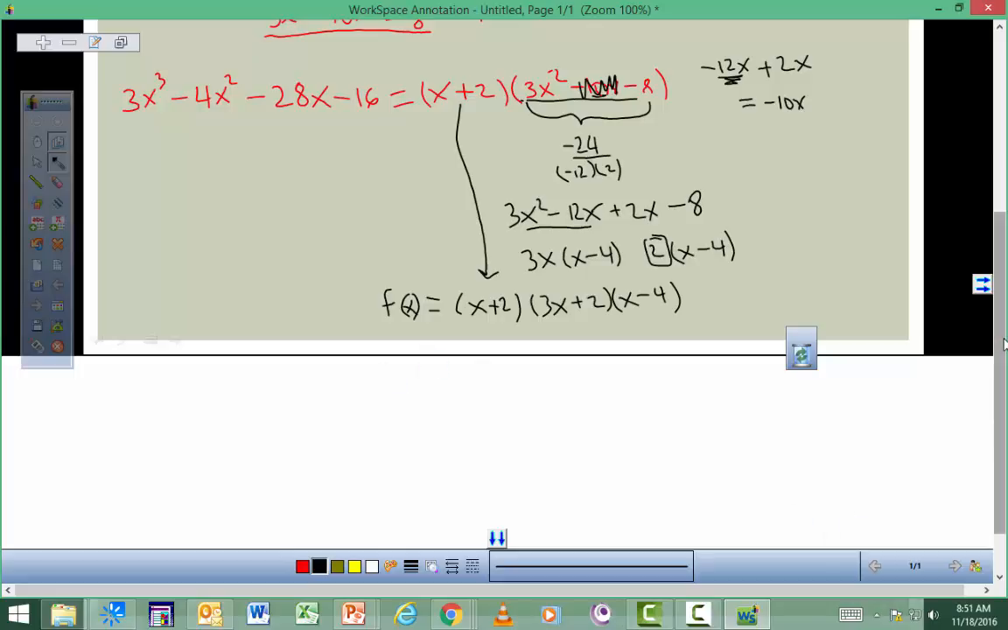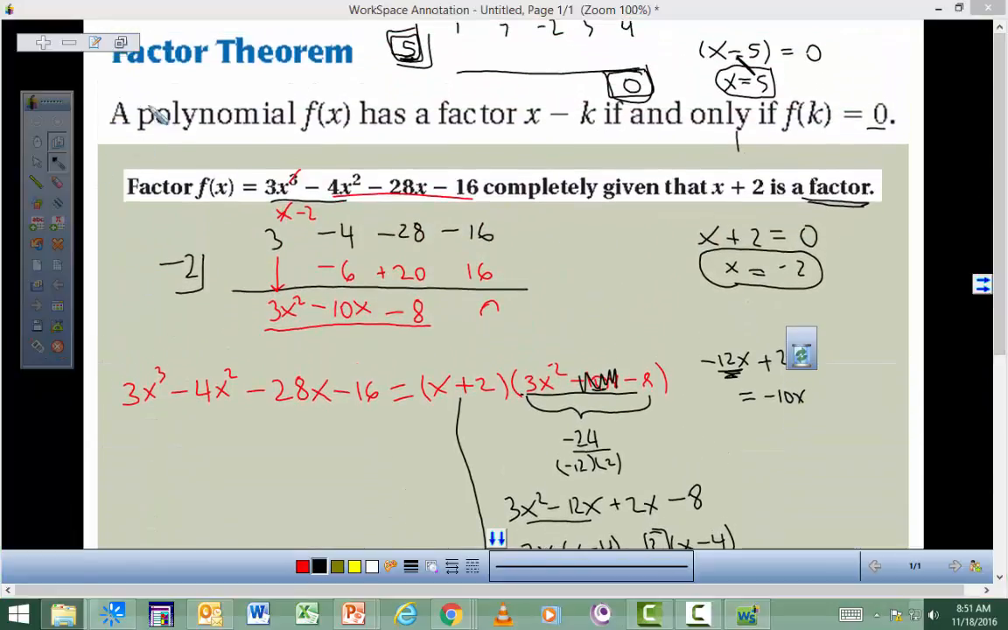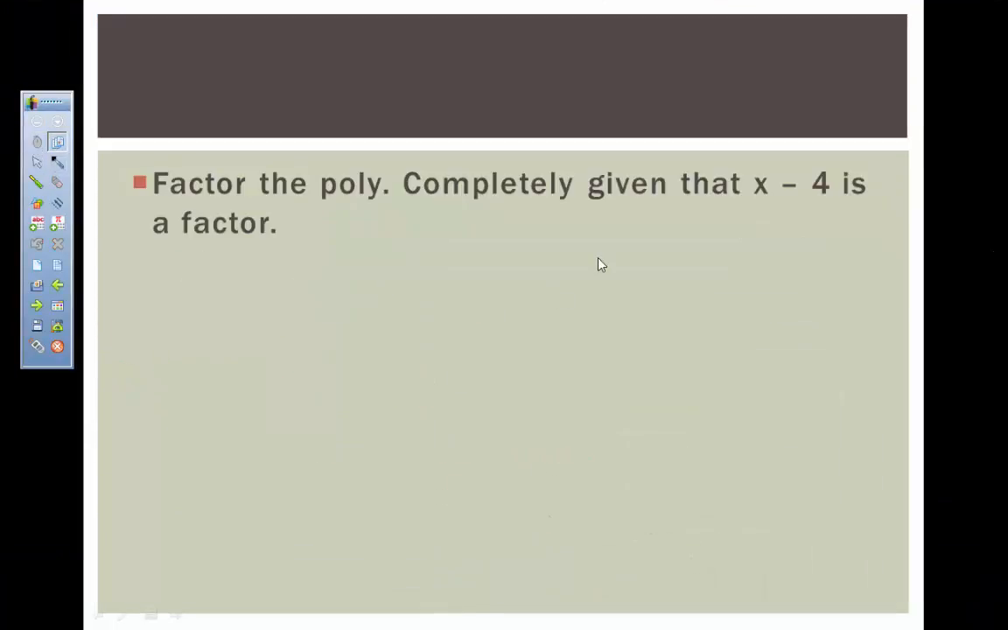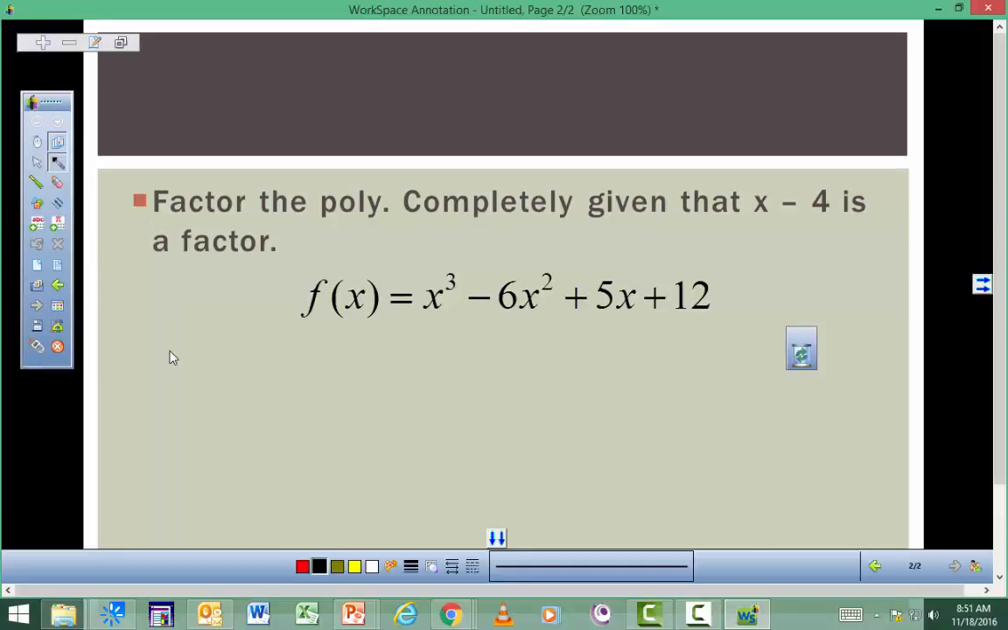Okay, so I will go ahead and show you another example, and then we could go ahead and start working on our book assignment. Alright, so here's, this time we're told that x minus 4 is a factor. So again, what we're trying to do is to factor this.